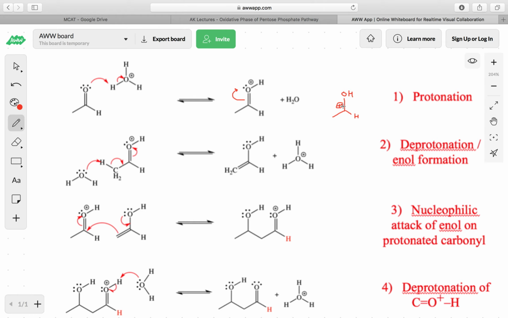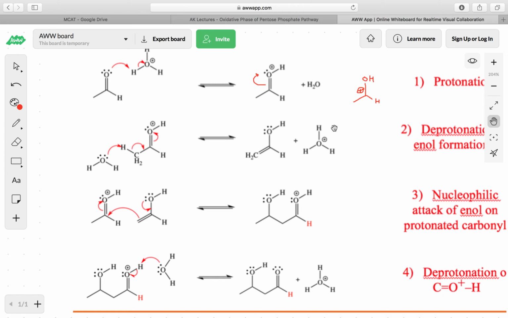And because of that, the positive charge spends more time on the carbon, making it more electrophilic and more reactive. So that's the purpose of protonating your carbonyl. The positive charge will stay on that carbon longer, making it a better electrophile.